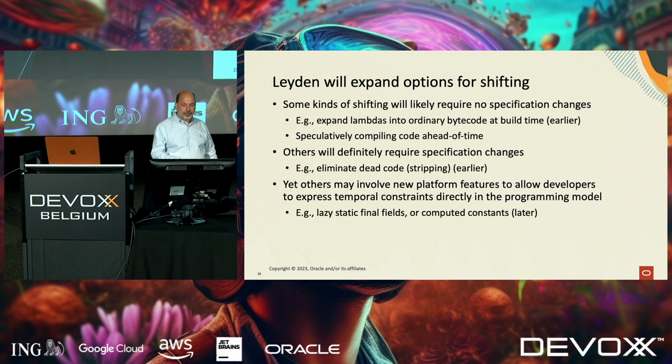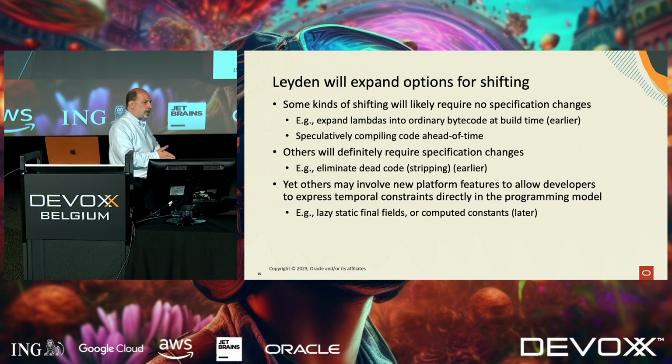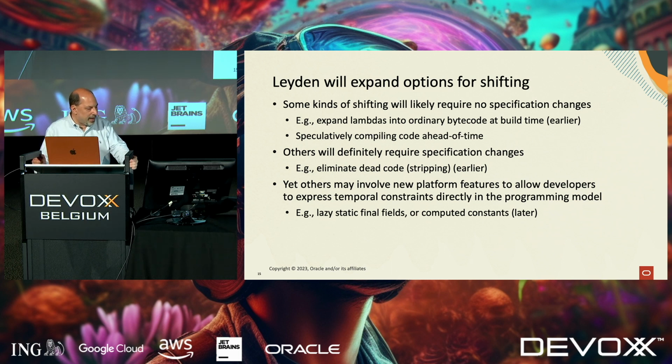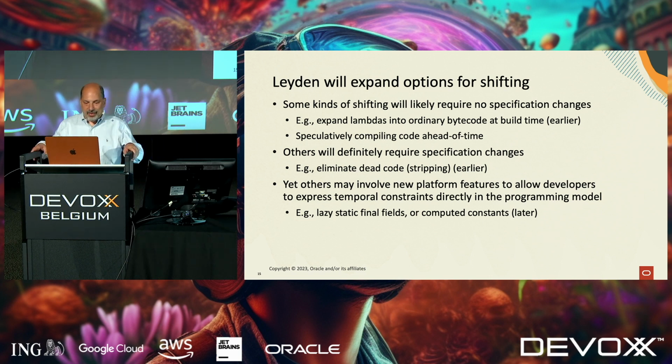There are other kinds of shifting that we might want to do that aren't allowed now, but we might extend the specification to allow it. So, for example, if you want to strip out code that you know is not going to be run, or you promise is not going to be run, currently you're not allowed to do that because it could always be invoked reflectively. We would need to make some spec changes, which we may be willing to do, in order to support that kind of computation shifting.